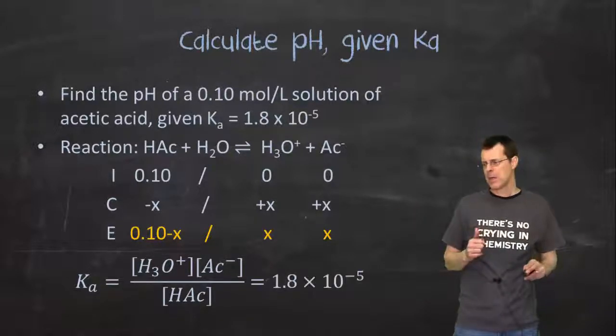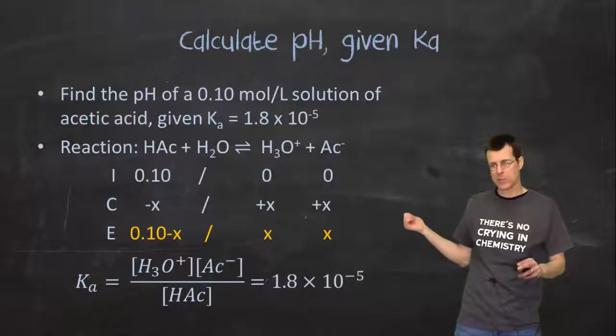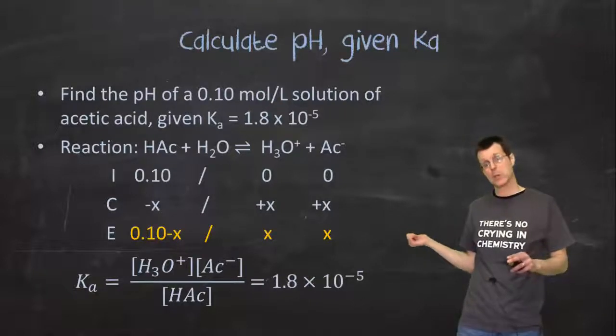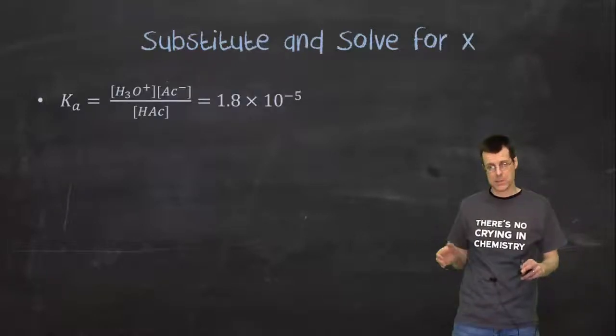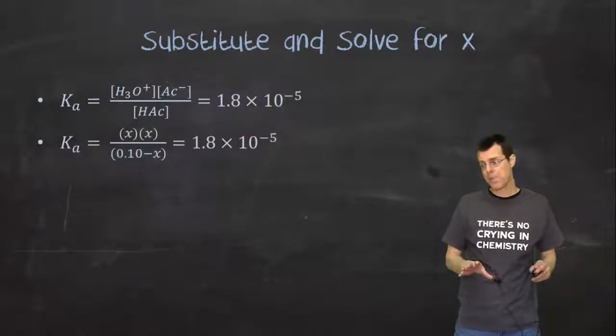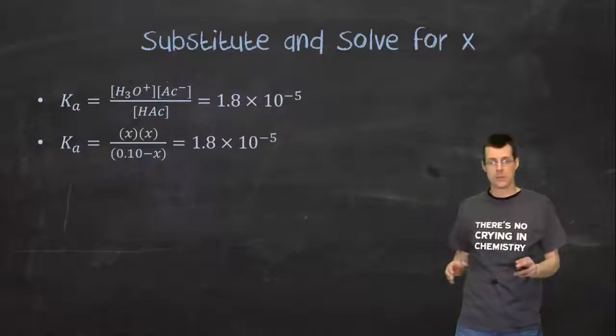Equilibrium law, and at this point I don't know any of the values that go anywhere, but I do know what they're all going to equal. So I'm going to substitute and solve for X. So put the things in as I know them, and then I'm going to solve for x.